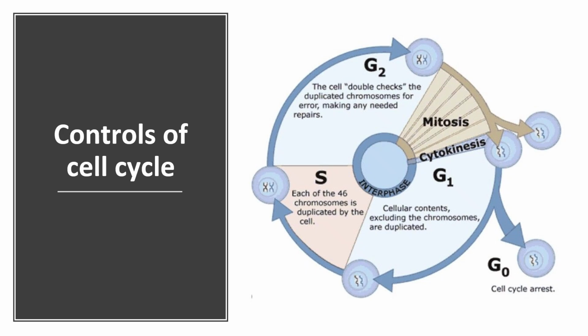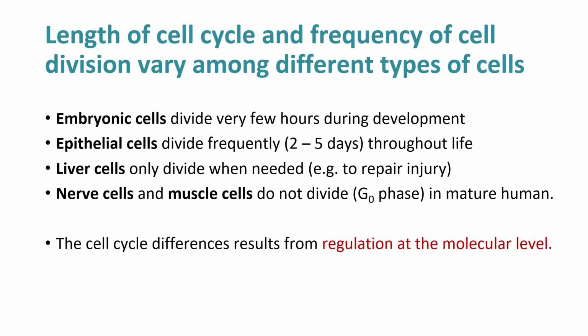So now let's learn about how the cell cycle is actually controlled. One thing to know here is that the length of the cell cycle and the frequency of cell division changes from cell to cell. So for example, embryonic cells, right, as we're growing essentially what will be a baby, they're dividing every few hours. So that's how we can go from one single zygote cell to a human baby within 9 months, is they're dividing very quickly during development.